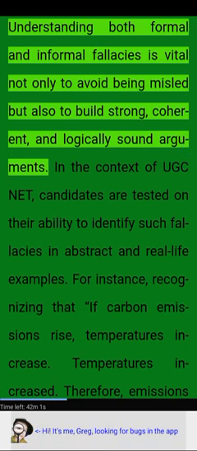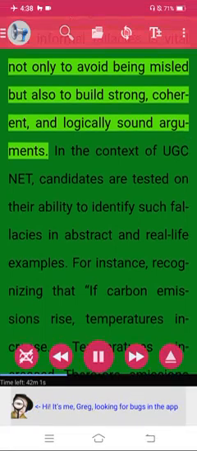Understanding both formal and informal fallacies is vital not only to avoid being misled but also to build strong, coherent, and logically sound arguments.